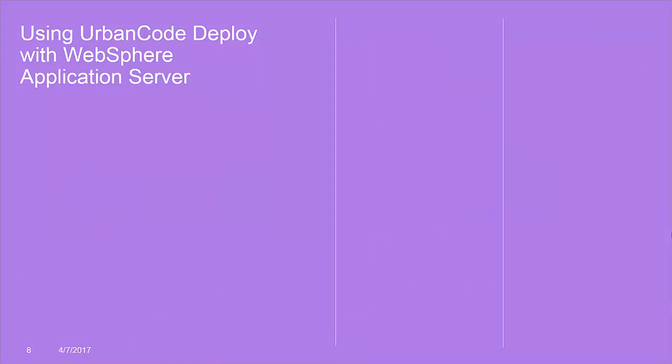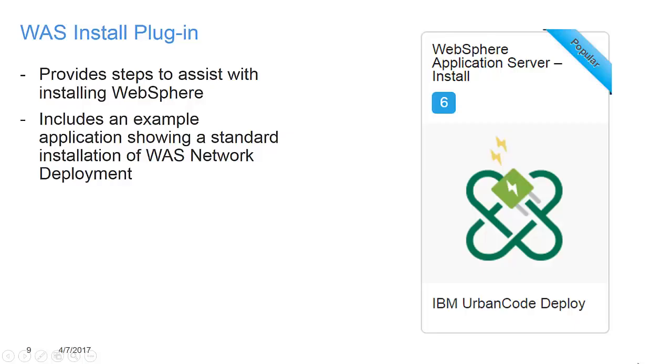So we've talked about UrbanCode Deploy itself for a bit. Now let's talk about how you can use UrbanCode Deploy with WebSphere Application Server. We'll do that by going over 3 of the WebSphere related plugins provided by IBM. The first plugin I'll mention is our WAS install plugin. This is a plugin that aids in installing WebSphere itself.